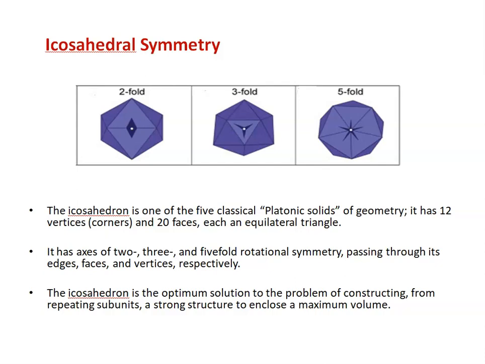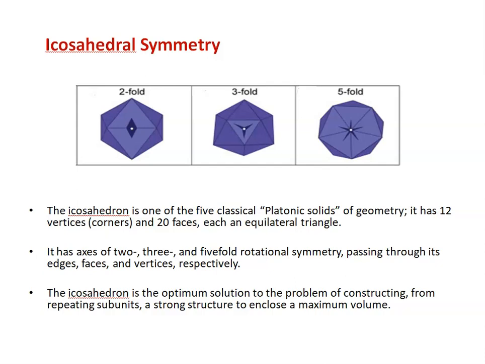The icosahedron is one of the five classical Platonic solids of geometry. The five classical Platonic solids of geometry include tetrahedron or pyramid, cube, octahedron, dodecahedron, and icosahedron. Icosahedron has 12 vertices and 20 faces.